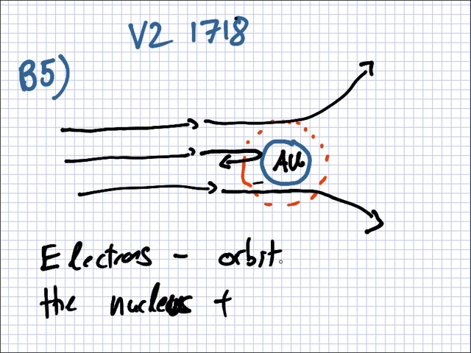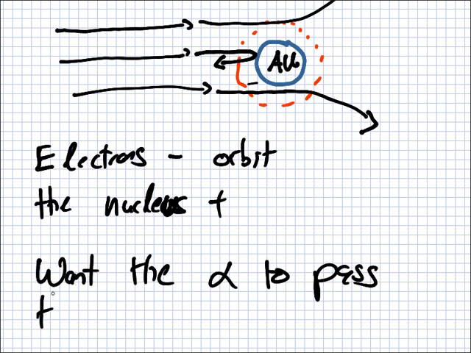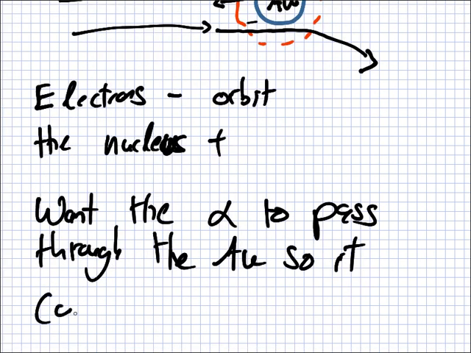Okay, what's next? Give a reason why the gold foil was chosen to be thin. Basically, the simplest way to put it is that you want the alpha particles to pass through the gold. If the gold is too thick, they'll just all stop, so it can't be too thick.